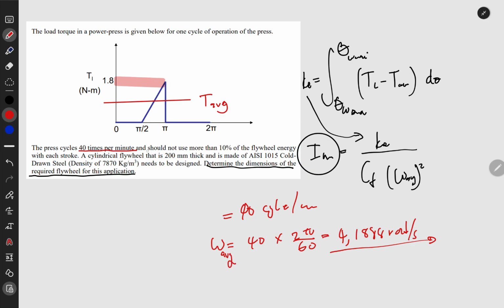And then it should not use more than 10% of flywheel energy each stroke. It's cylindrical, so it has some sort of thickness. I'm just bad in drawing. This is our flywheel. The thickness here is given to be 200 mm. Okay, it's made of this material with this density, determine dimensions. Okay, cool. So we're good to go. So where do we start? We start here, and here we have a lot of things we don't know.